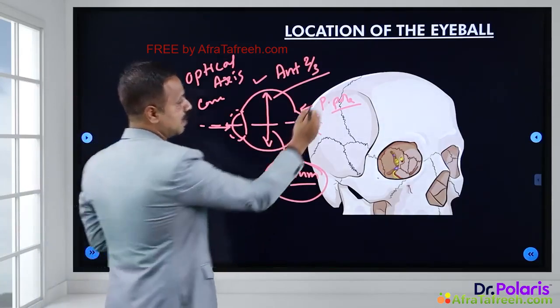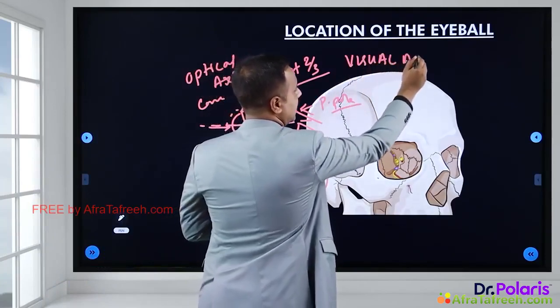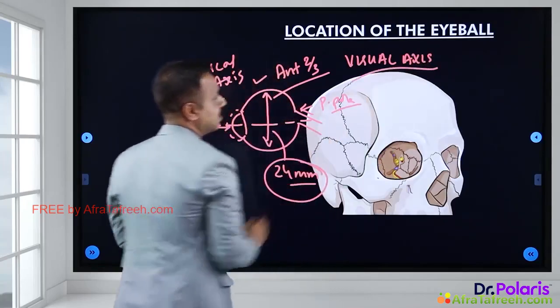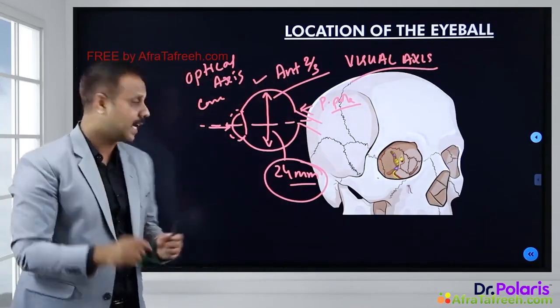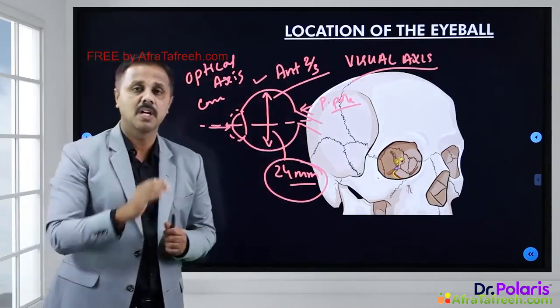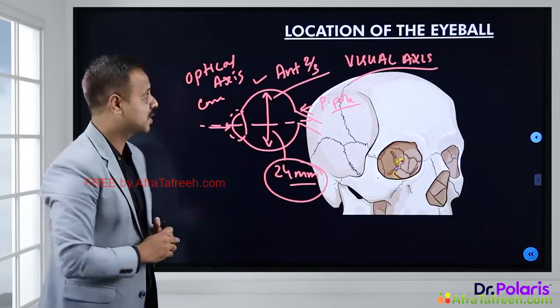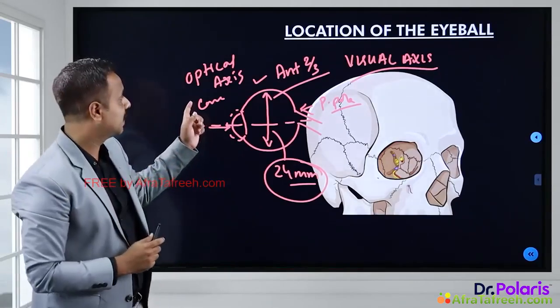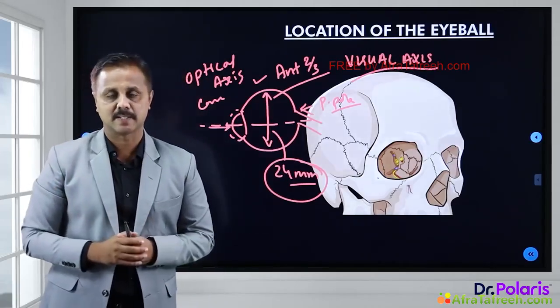Then, this differs from one more term referred to as the visual axis. Now, how is this term different from the optical axis? The visual axis refers to a line that passes from the anterior pole to the fovea or foveola. Right? We will learn about what the foveola is. So remember this important difference between the optical axis and the visual axis.